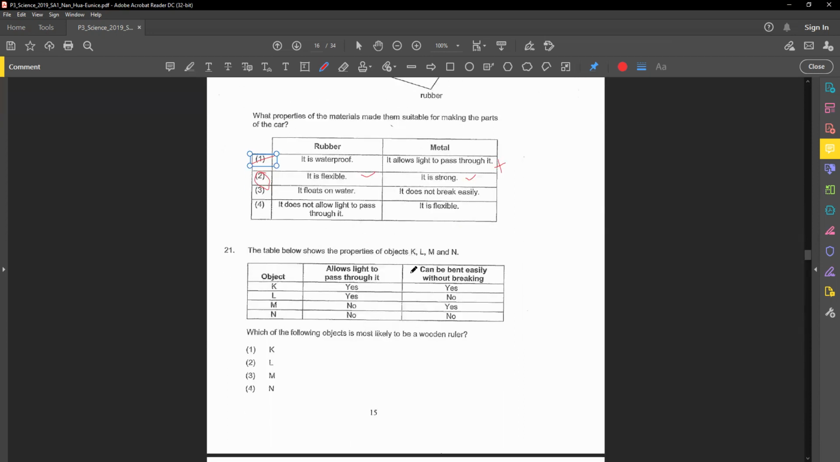Now, question 21 tests your knowledge on properties of materials, and you need to know that wood is a material that is opaque, which means it does not allow light to pass through, and wood is not flexible, which means that it cannot be bent easily without breaking. So looking at the table, the correct answer should be 4, N.